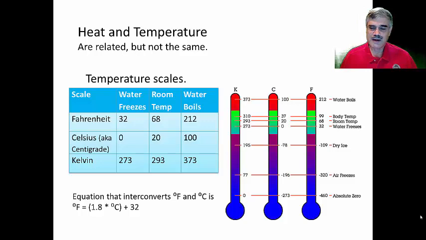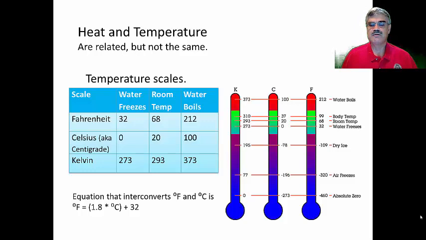On the right of this slide are three cartoonish drawings of thermometers so that you can see the correlation between these scales. At the top, we have where water boils, which on the Fahrenheit scale is 212, centigrade 100, and Kelvin 373. All the way down to the bottom of the thermometers, in the Fahrenheit scale, absolute zero would be minus 460 degrees, a scary number. It would be minus 273, actually minus 273.15, if you want to be picky, on the Celsius scale, and zero on the Kelvin scale. So that's the definition of absolute zero on the Kelvin scale.